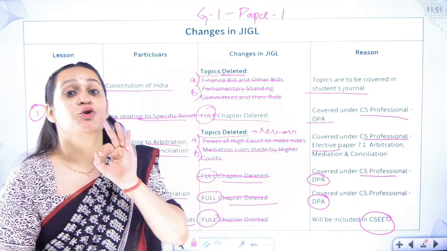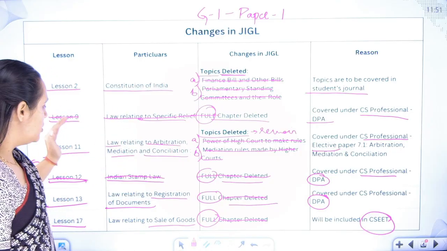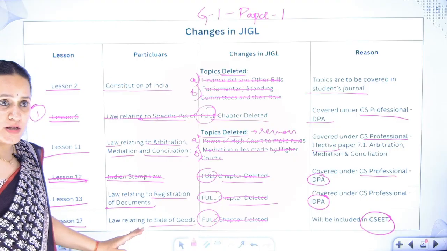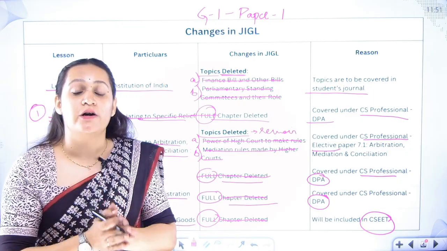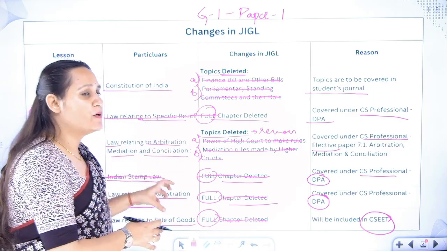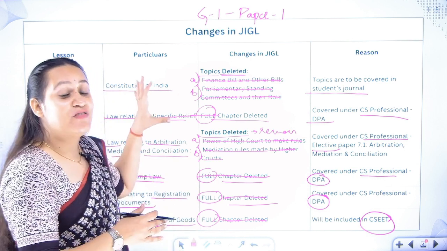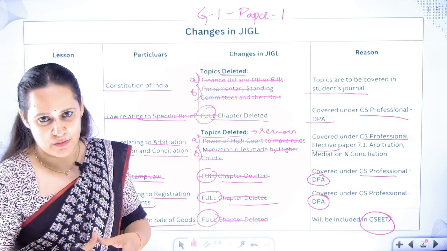I am repeating, you do not have to study the law relating to specific relief, the law relating to stamp law, law relating to registration and law relating sale of goods. All these 4 chapters have been deleted. They are not going to ask you questions from these chapters in the December exam or any exam thereafter. They have deleted this from the ICSI JIGL syllabus.